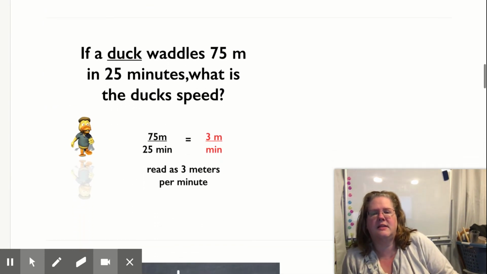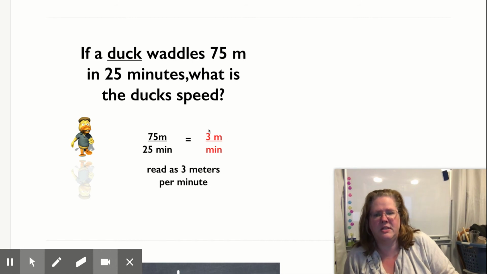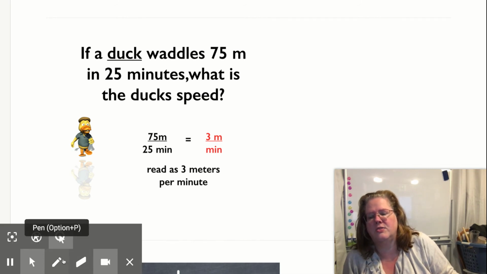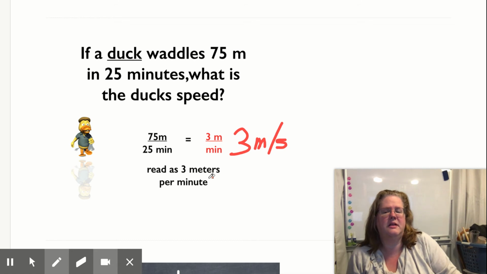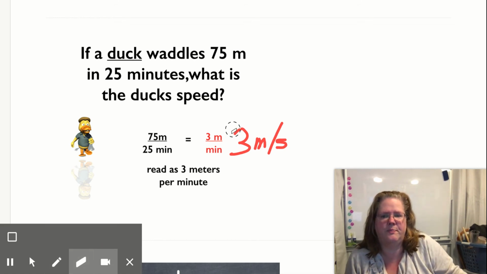A duck waddles 75 meters in 25 minutes. I have my distance, and speed is distance divided by time, distance on top divided by my time on the bottom. I could reduce that down or divide 75 by 25 and I get 3 meters per second, read again as 3 meters per second. I could also, more commonly, write that as 3 meters backslash second. That's how we would actually write it on our math sheets.